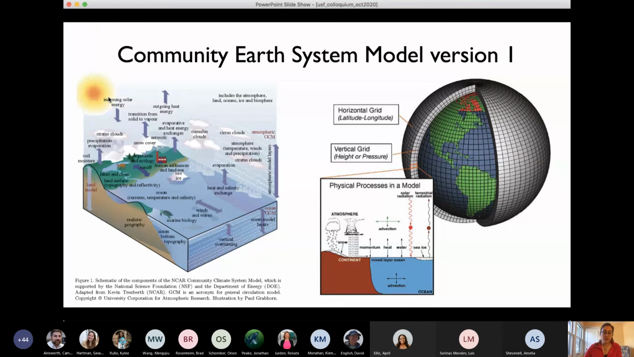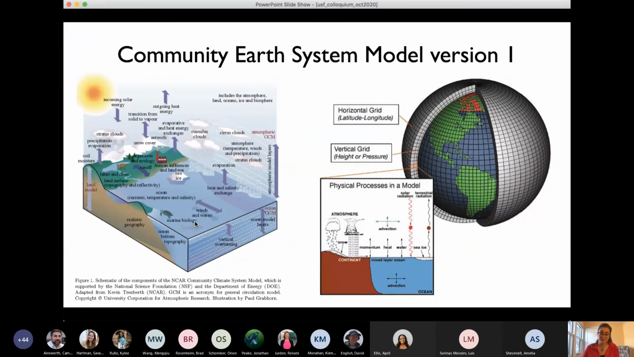Another cool thing about the Community Earth System Model is that it has vegetation and ecology in some ways included in it. This schematic has a little turtle in it. They don't have actual biology in this sense. They don't have physical mammals in the model yet, but there are zooplankton and ecology at that level included in the ocean model.